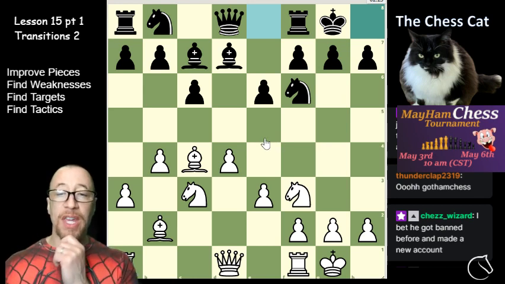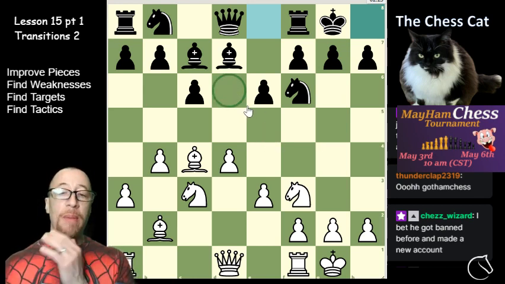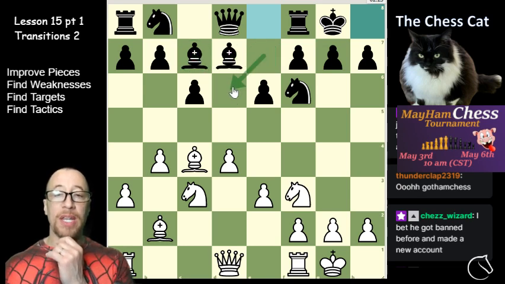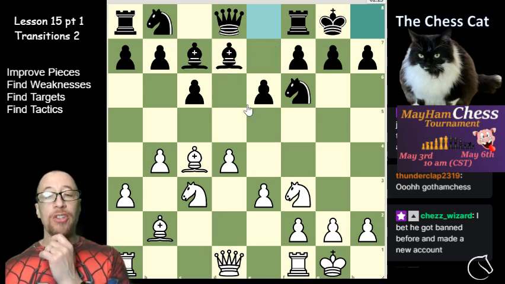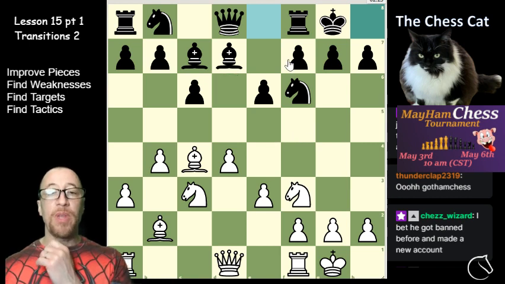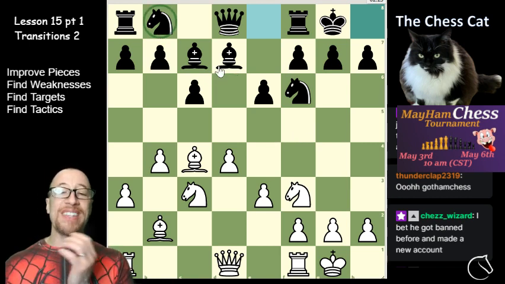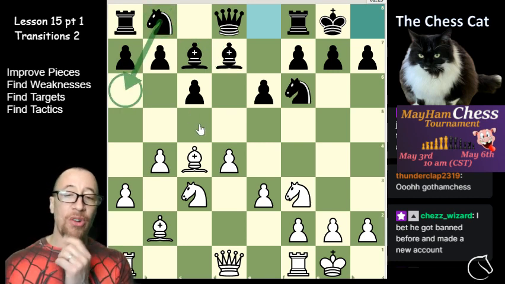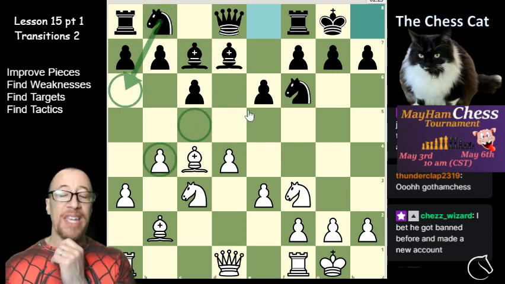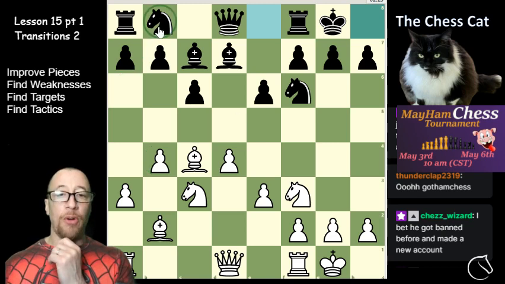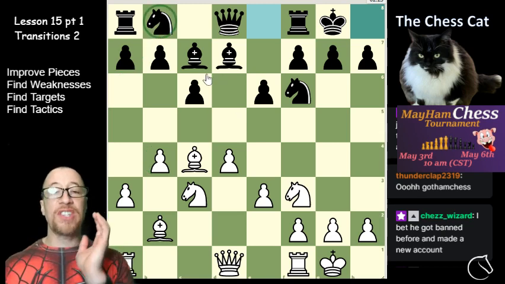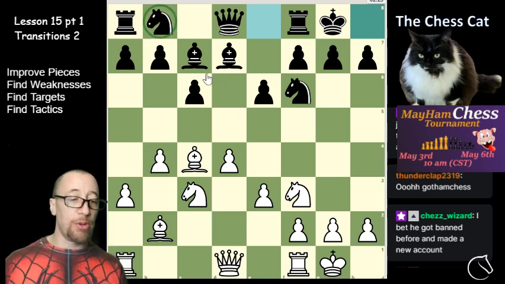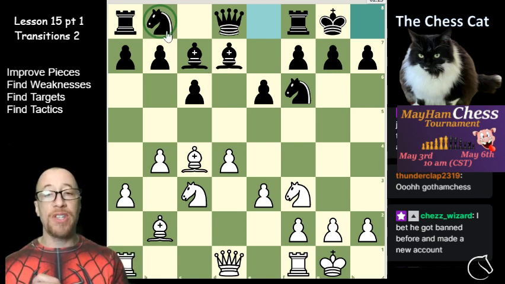So weaknesses again. This square may be weak because there's no pawns that can hit that square. So that looks like a possible weak square. Let's look some more. This knight has not developed. The knight can't go to here. The knight can go to here, but then after he goes there, he has no squares. So poor development for this knight. It's a sad knight. If black were trying to improve his pieces, he'd want to improve this knight.